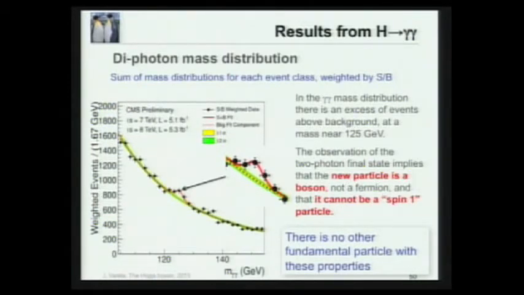Now, spin 2 is still a possibility, because we don't know if this particle is an elementary particle or if it is composite. We don't know. We just saw a bump in a distribution. So the next thing is to measure the spin. This is something that we have started to do. We don't have final results yet, even if the preliminary results point in the direction of spin 0.